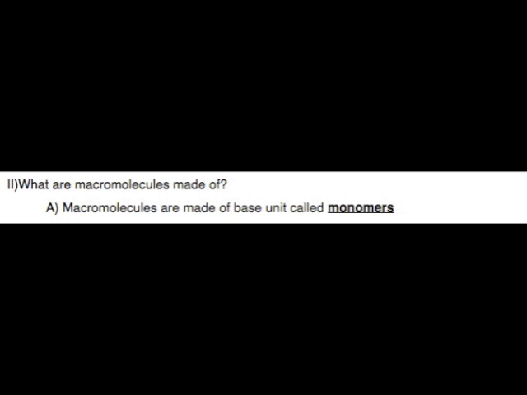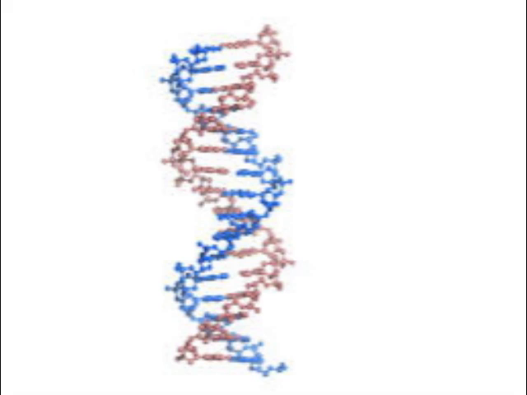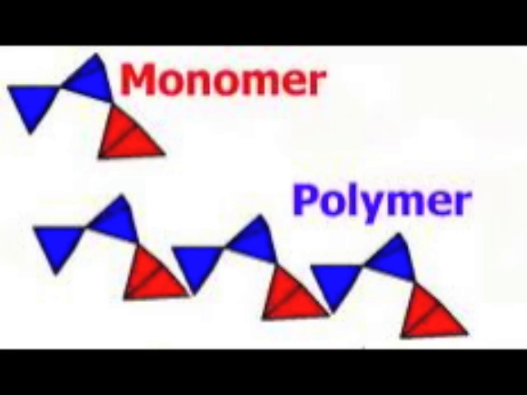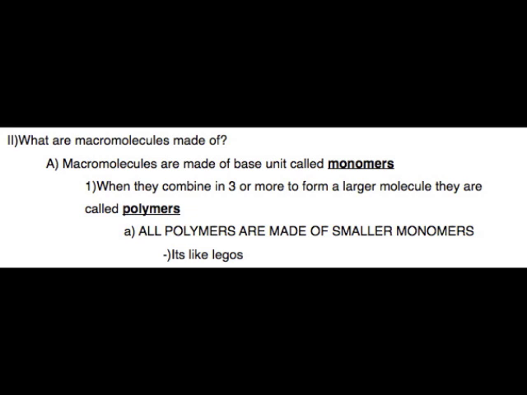What are macromolecules made of? Macromolecules are made of base units called monomers. Macromolecules can be very large, but because of this, they are made of smaller subunits called monomers. These monomers stacked together can make a polymer, but suffice it to say that a monomer is the base unit. When they combine into three or more to form a larger molecule, they are called polymers.